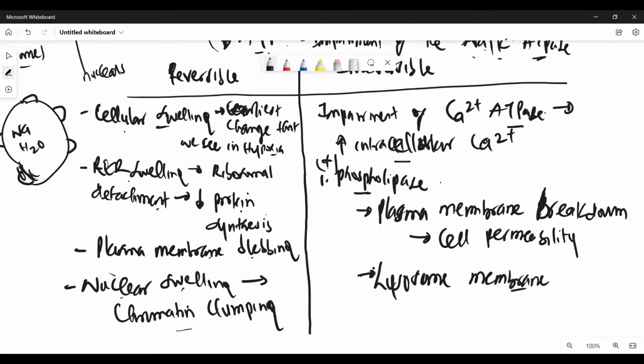Right? And as a result of that, what do you normally have inside the lysosome? Hydrolytic enzymes. So that means the hydrolytic enzymes, right? Because if you damage the lysosome membrane, it becomes permeable and ruptures, and the hydrolytic enzymes now will be released.